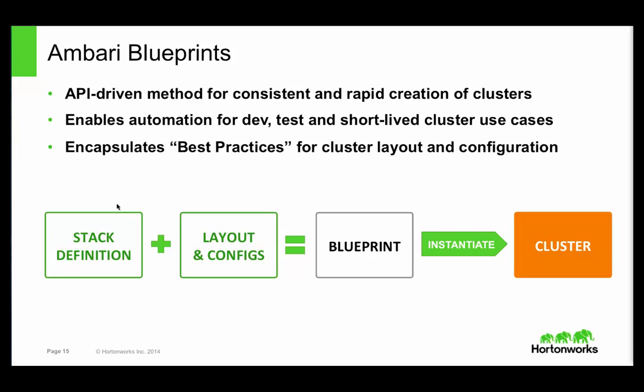There are a lot of cases that we're seeing, whether people are building dev clusters or test clusters or just short-lived ad hoc use case type clusters where they want to automate that experience and they want to do it in a repeatable way. The Blueprints API helps you do that. So you can basically take the stack that Ambari is aware of and lay out the components and the configurations that you want for that cluster and define it as a blueprint. And then you can take that blueprint and give it to Ambari to say, go make me a cluster. And so you're able to really script and automate the way you end up building clusters.